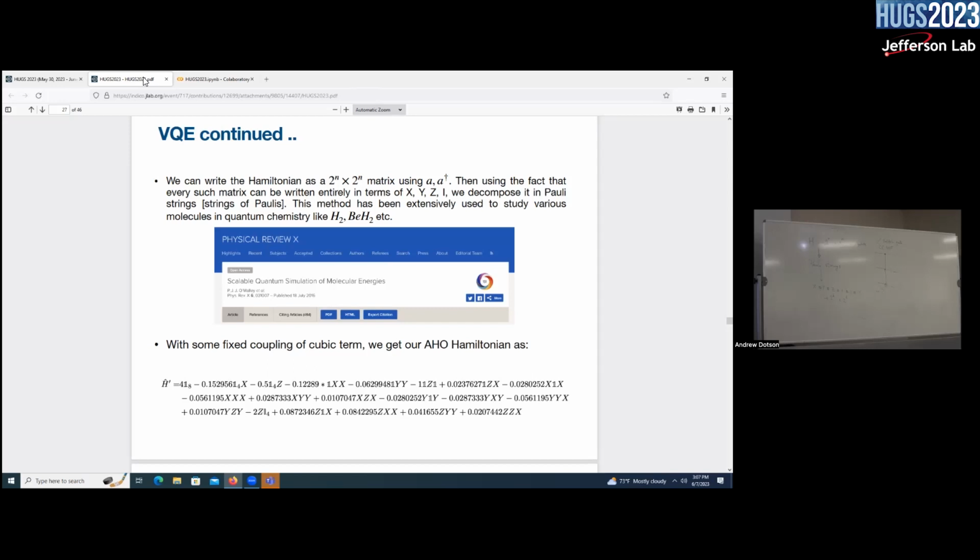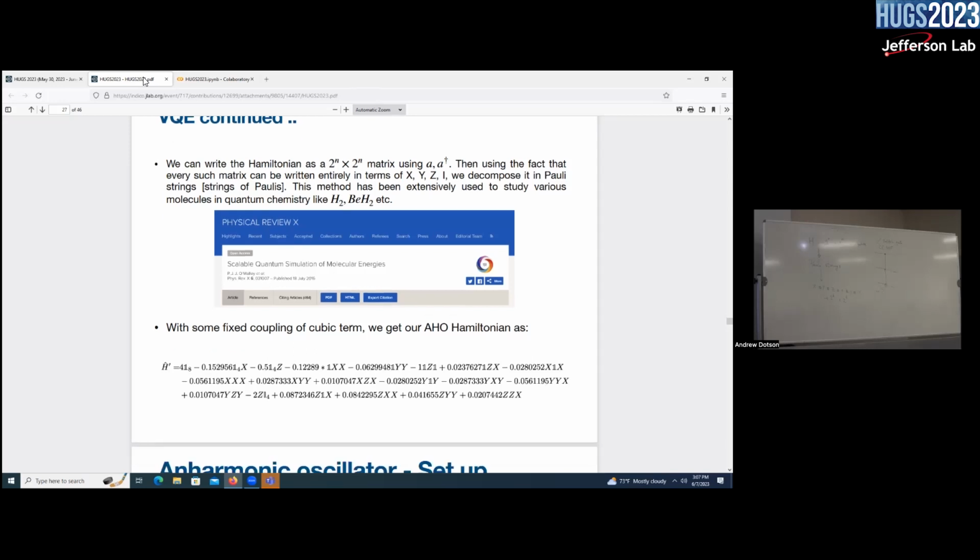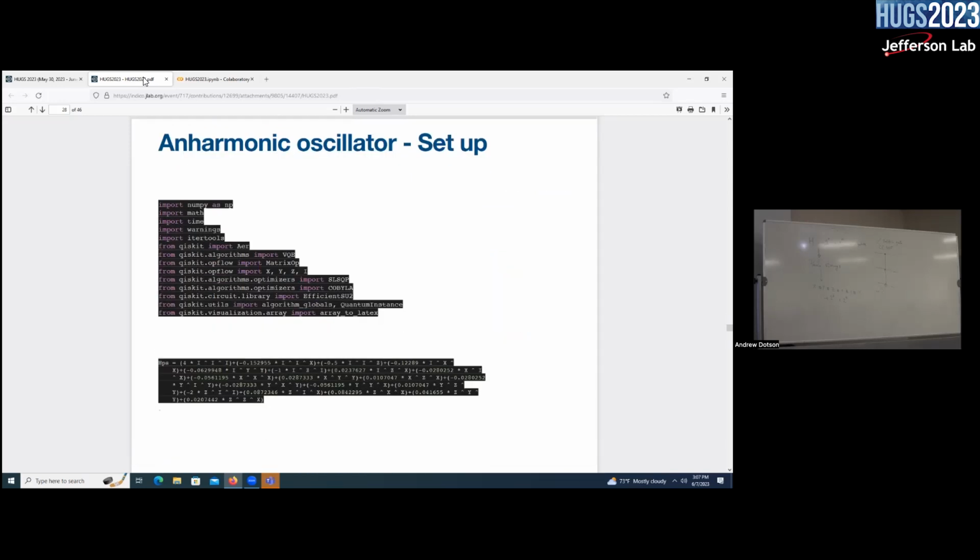So you have a code which you feed the Hamiltonian matrix, and it gives you this output in terms of Pauli strings. Okay. It's also built into Qiskit. So once we have this Hamiltonian, we then go and do this setup. So this is the basic setup.